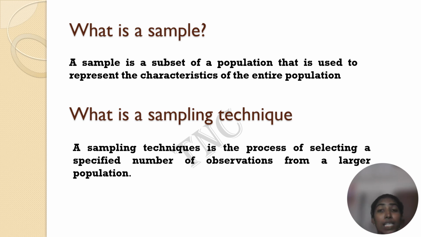So then what is a sampling technique? A sampling technique is a process of selecting a specified number of observations from a larger population. If I have 1000 members as my population and my sample size is 100, then sampling technique is the process of selecting that 100 people out of the 1000 members. It is a process of selecting the sample from the population.